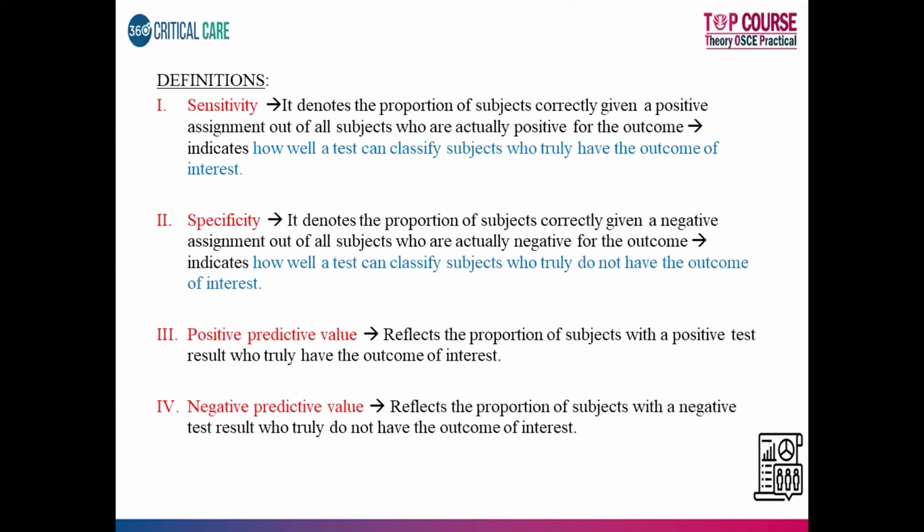Now, what is specificity? It denotes the proportion of subjects correctly given a negative assignment out of all the subjects who are actually negative for the outcome, which means how well a test can classify subjects who truly do not have the outcome of interest. Okay, that is specificity.